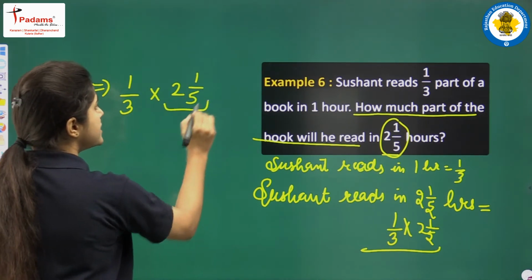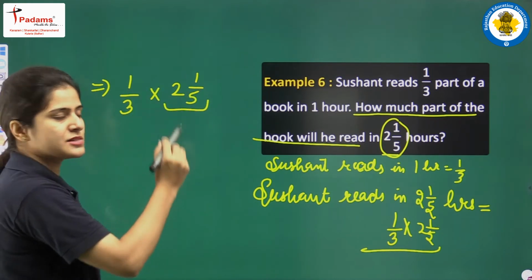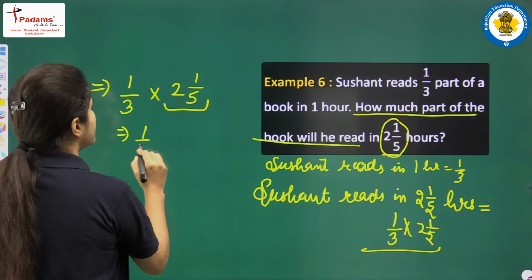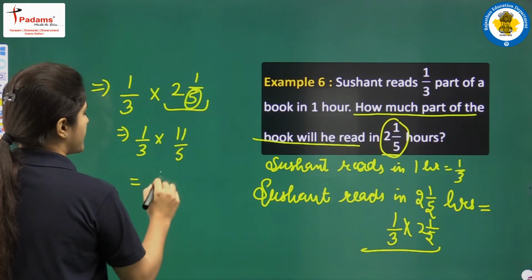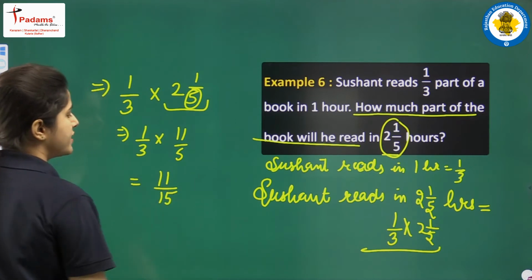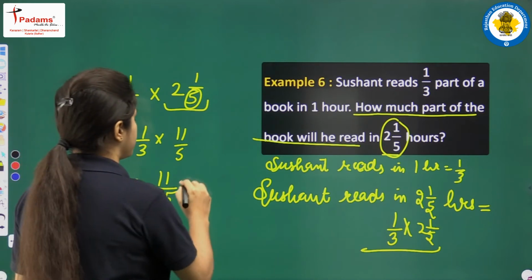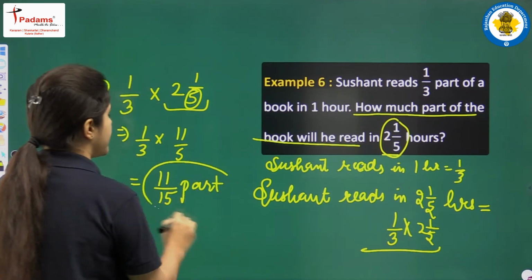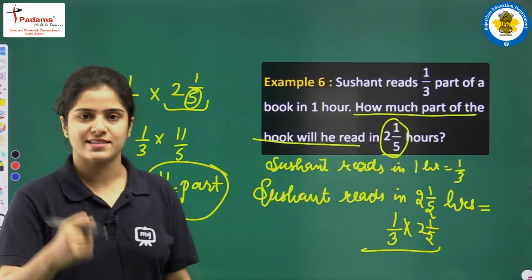So convert this into an improper fraction. 2 into 5 is equal to 10. 10 plus 1 is equal to 11. So 1/3 multiply by 11 upon 5, so 11 upon 15. Alright students, so he will read 11 upon 15th part of the same book. So this is the example of the 2.3 exercise.